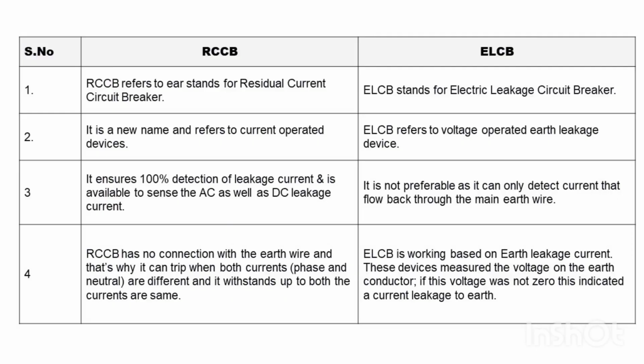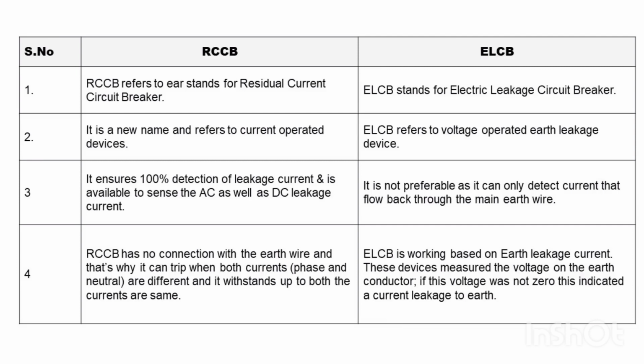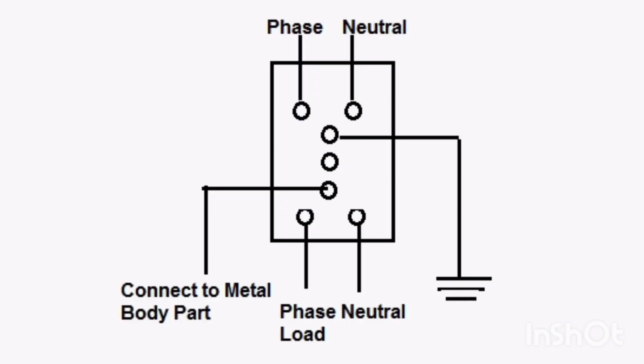First, we will talk about RCCB. This RCCB we use, it is a device which operates on current. And when we perform the connection of RCCB, then we have to only use phase supply and neutral supply. But this ELCB we use, this device operates on voltage. And when we go for performing connections of ELCB, then we have to connect phase supply, neutral supply and earthing wire also.